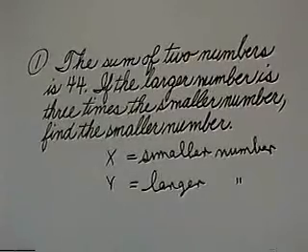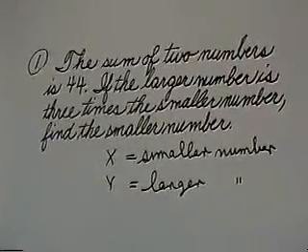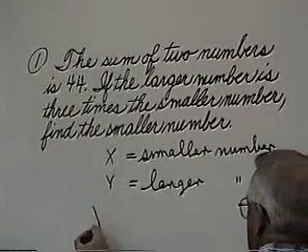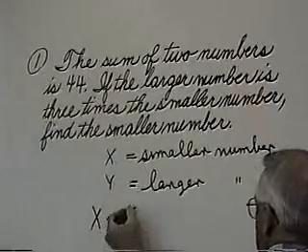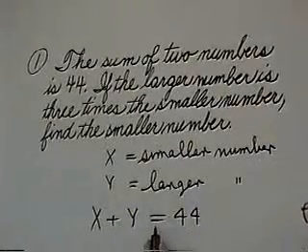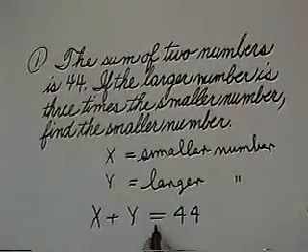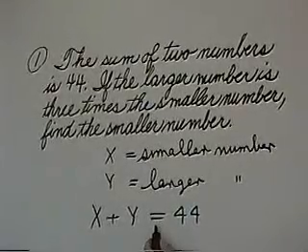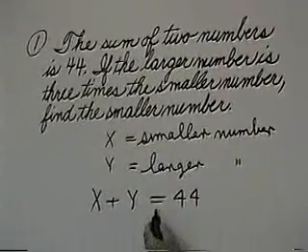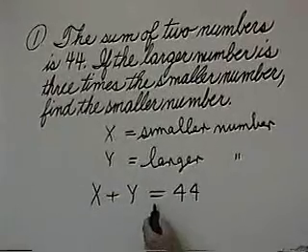Now let's go back and read the problem again. The problem says the sum of the two numbers is 44. Well, there are the two numbers, so x plus y is 44. The word is usually means an equal. The word of usually means multiplication. Less than means subtraction. Sum means addition. Those types of words.